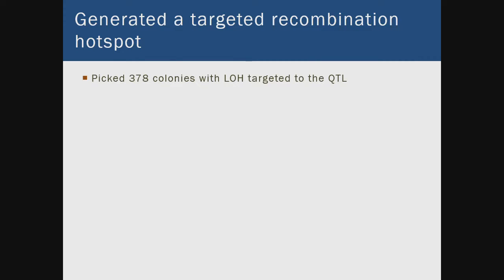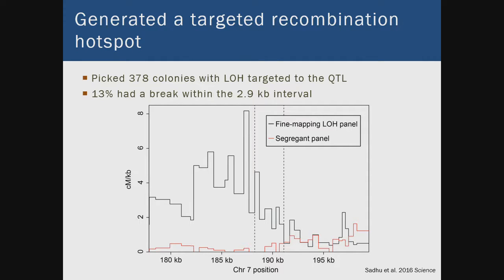This time we used guide RNAs that, rather than targeting across the entire chromosome, targeted really just that vicinity. And we picked this time 378 colonies with LOH events targeted in this area. And again, genotype by sequencing. What I'm showing here is a plot of the recombination rate by physical distance in this vicinity. Overall, what we see is that in our targeted individuals, 13% had a break within the 3 kb interval. This is actually hotter, with more recombinations than you'd see at any natural recombination hotspot in yeast. And this particular interval actually turns out to be a recombinational cold spot in yeast. That's what I'm plotting in red. In normal meiotic recombination, fewer than 1% of individuals would have a break in this area.